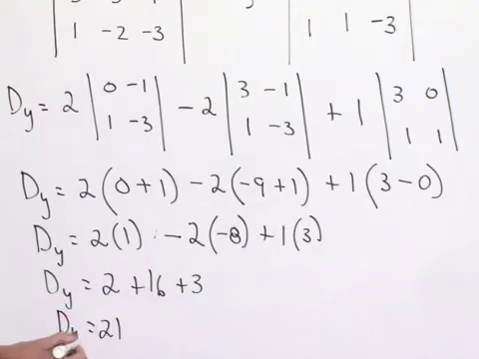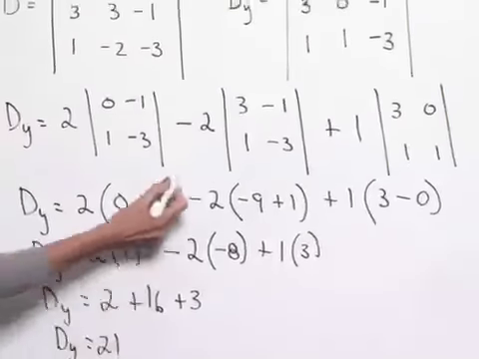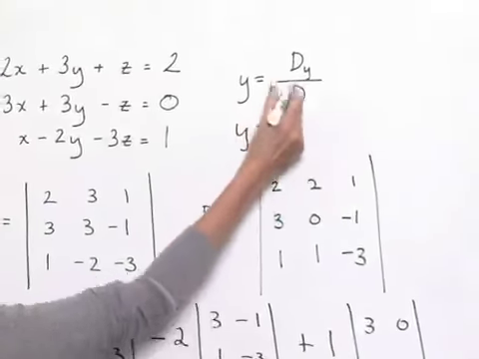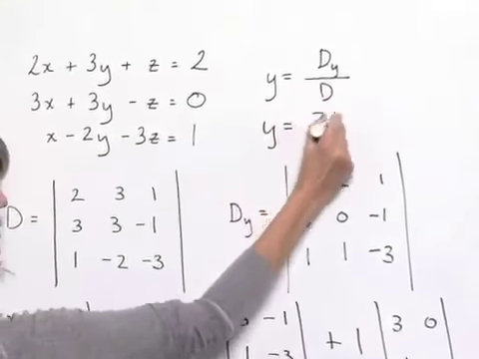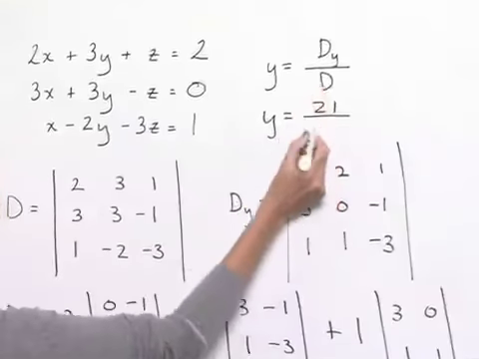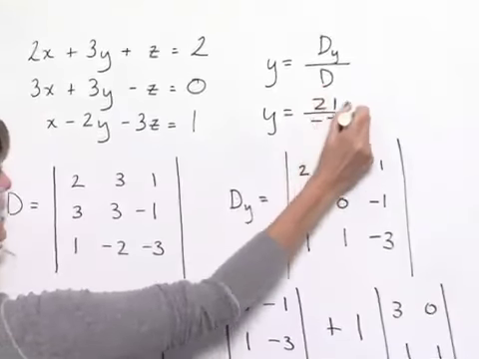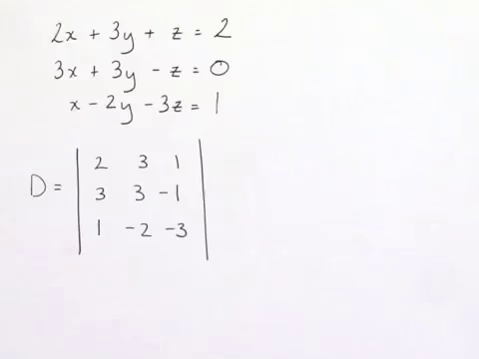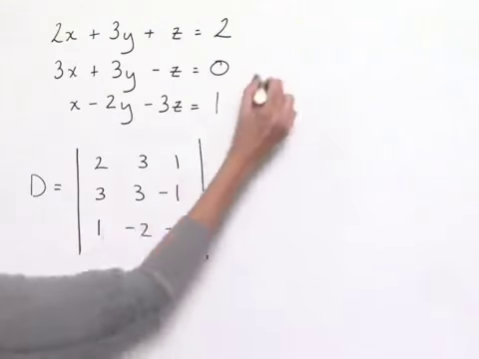Let's now take this value for d sub y and substitute back into our equation. Here we have y equals the value of d sub y, which is 21, divided by the previous value of d that we found, which was negative 7, to give us the value of y equals negative 3. Now we're going to look for the variable z.